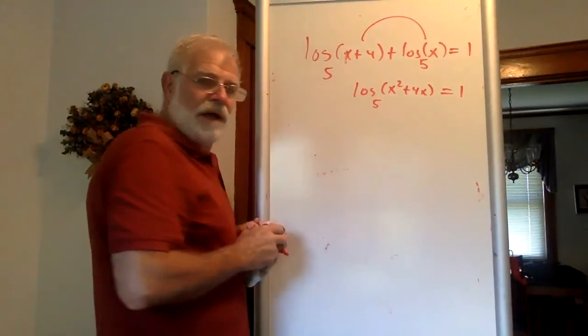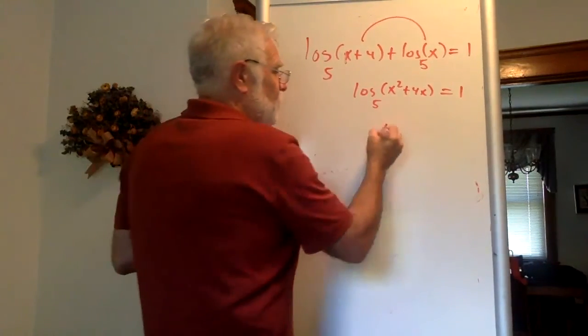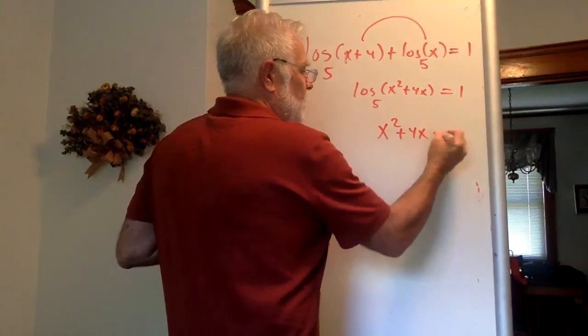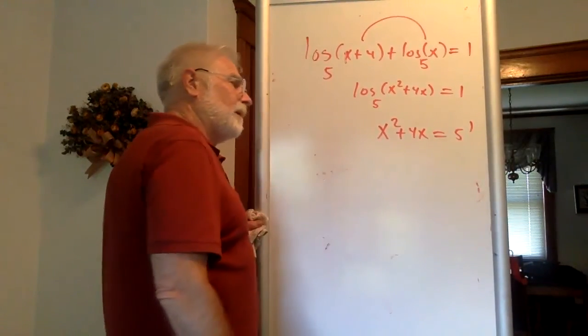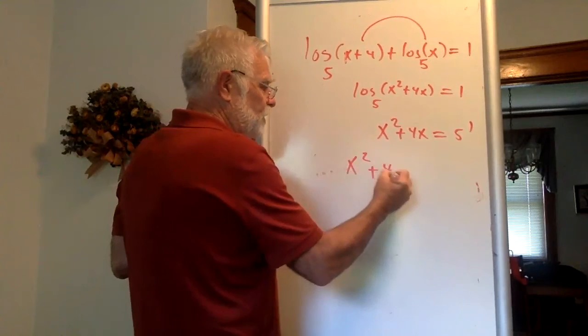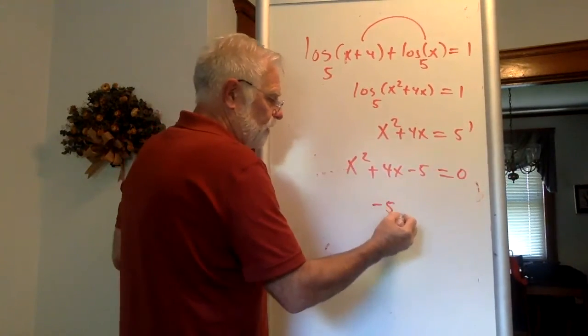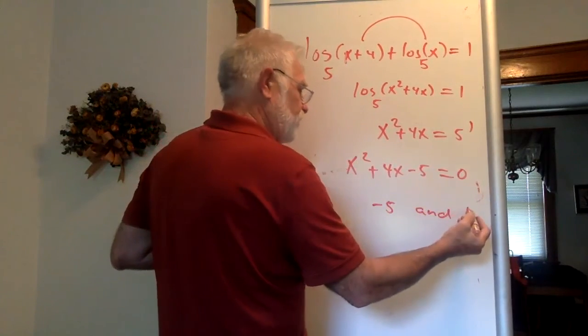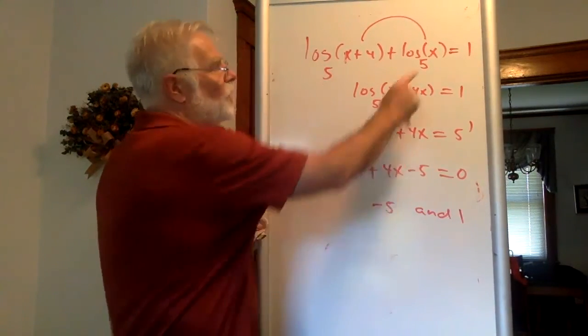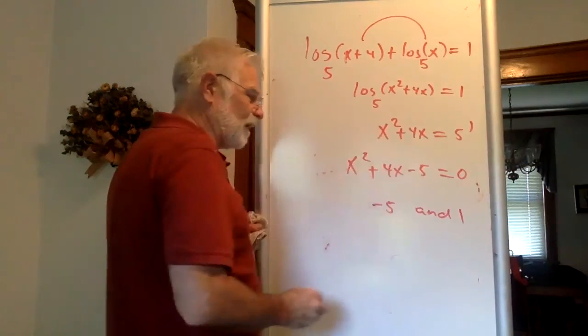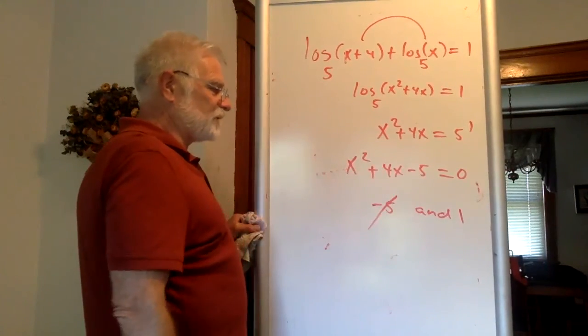Okay, but we are at the stage as to how to rewrite that. How do you rewrite logarithms? Exponentially. So the quantity x squared plus 4x is equal to 5 to the 1. Okay, so then we're back to a problem we did earlier. x squared plus 4x minus 5 equals 0. And we had answers of -5 and +1. Okay, you can't put a negative in the parentheses. We've talked about that in class. So that's an extraneous solution.